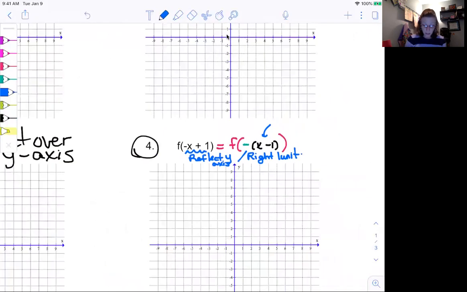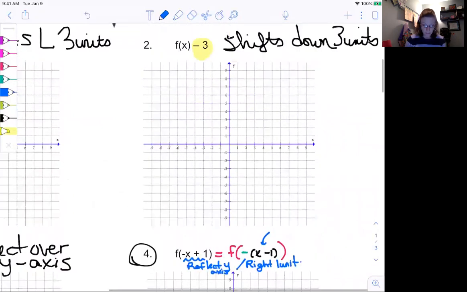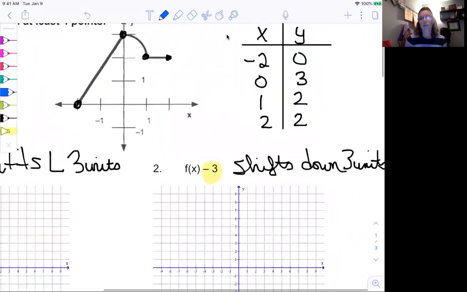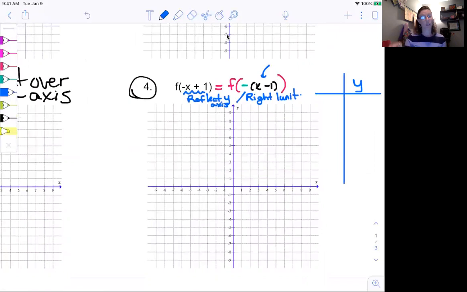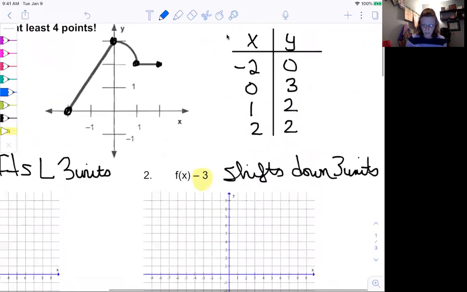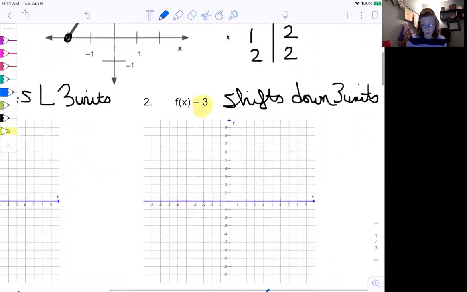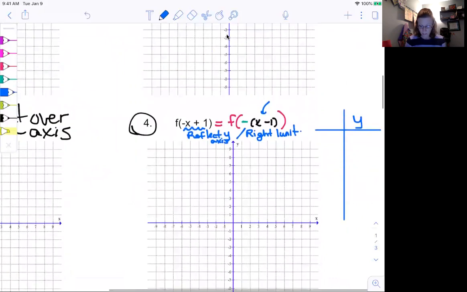So I'm going to take the original ordered pairs that we were given, and I'm going to try and apply that information to it. So in my t-chart, there's nothing being done with the y because there's nothing outside of the function. So I'm not making y negative, I'm not adding or subtracting anything with y. So my y values are going to stay the same. So we have 0, 3, 2, 2. Those are going to remain the same.